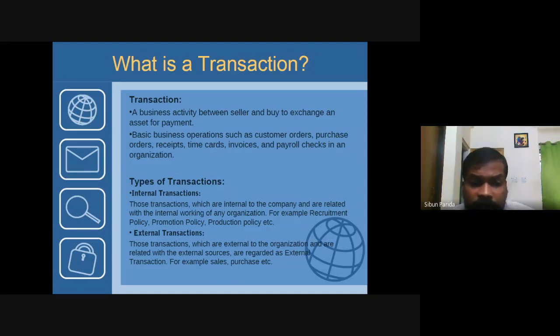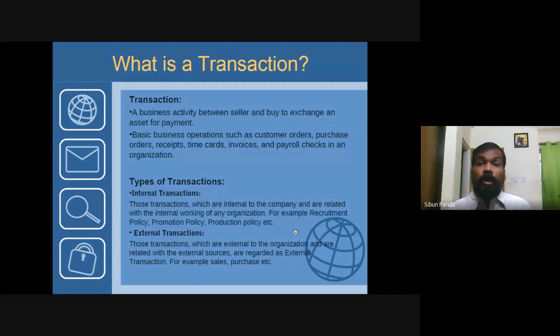The second one is promotion policy. Promotion policy varies from company to company. A person inside a company has to abide by the rules and regulations. He knows all these things, such as what the company promotion policy is. But a person who is outside the company or organization cannot do these things.